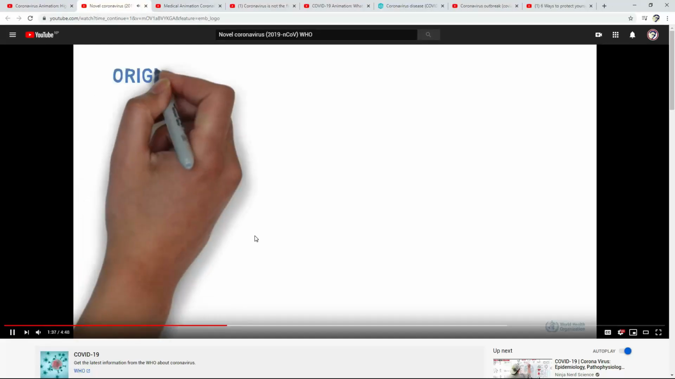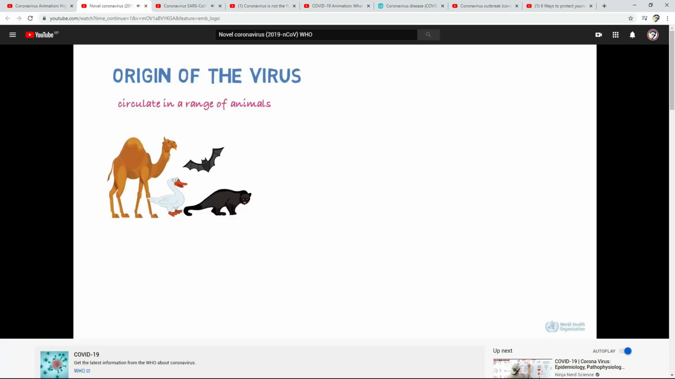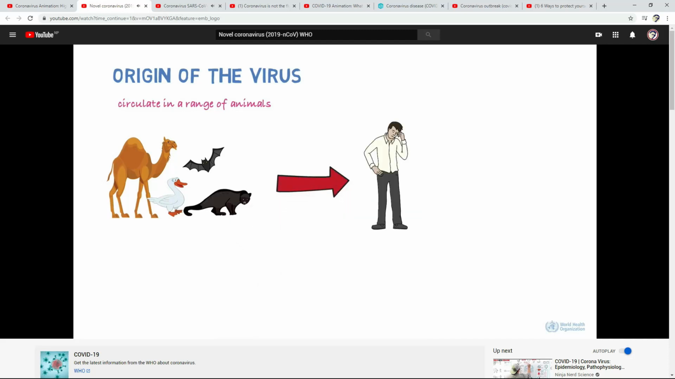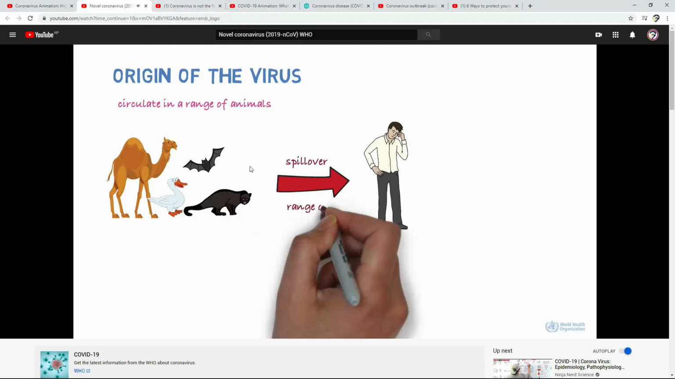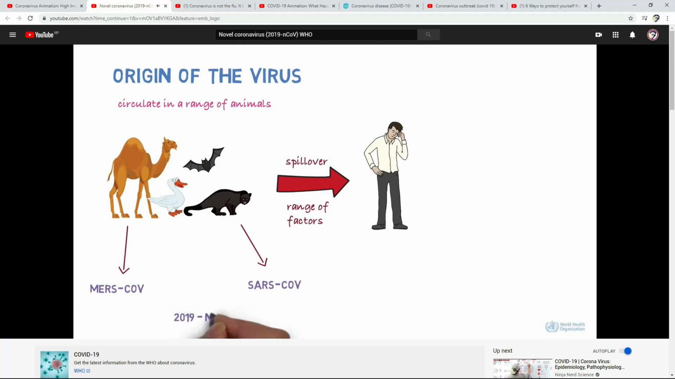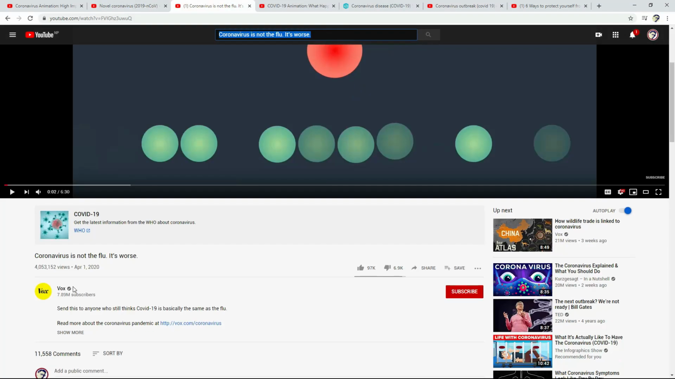Where did the virus come from? It's known that coronaviruses circulate in a range of animals. Sometimes these viruses can make the jump from animals to humans. This is called spillover and could be due to a range of factors, such as mutations in the virus or increased contact between humans and animals. For example, MERS-CoV is known to be transmitted from camels and SARS-CoV from civet cats. The animal reservoir of the 2019 novel coronavirus is not known yet.